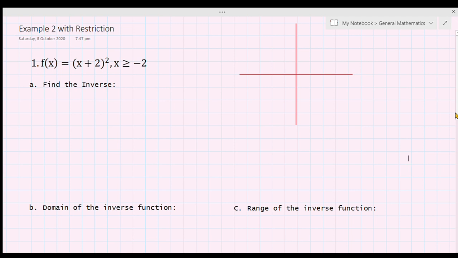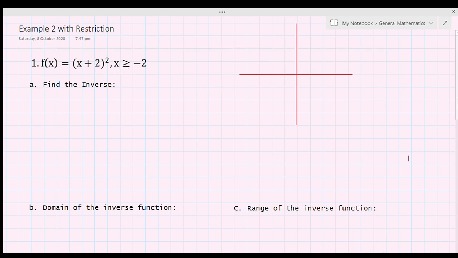So for us to be able to come up with a one-to-one function, we need to restrict some values of x in the domain. So ano ba yung restriction na kinuha ko? We restricted the domain at x is greater than or equal to negative 2. So we have this one. This restriction also will be our domain, and later on this restriction will be our range of an inverse of a function.